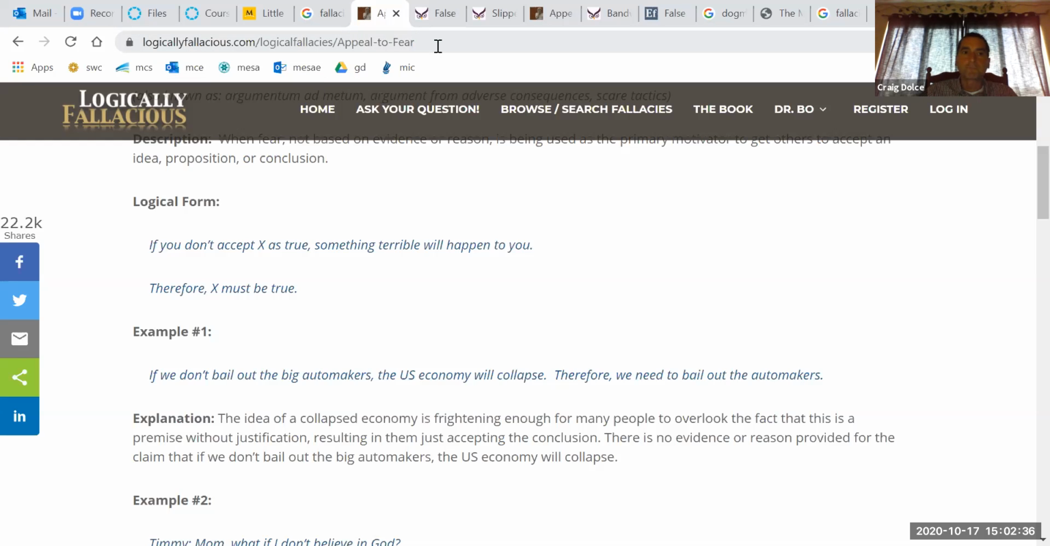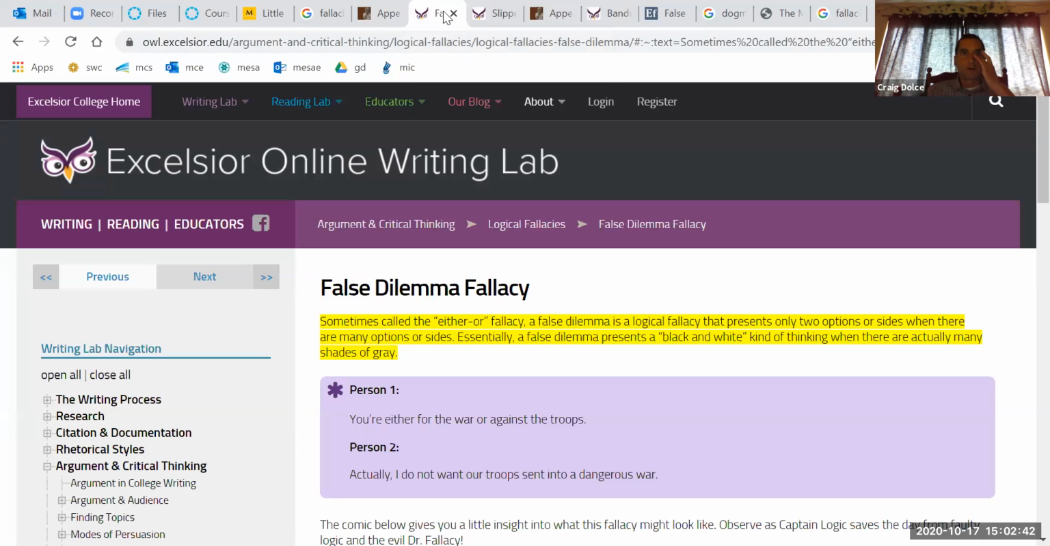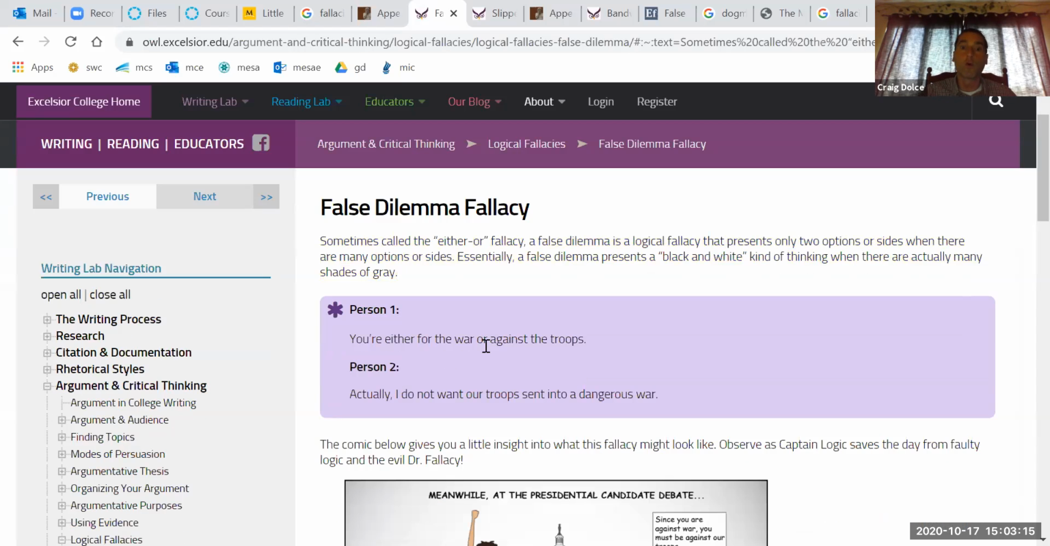Okay, next one, right? Either or. So it's either one or the other, but they only give you two choices. That's why this is called the false dilemma fallacy. Instead of presenting all of the options, they only present two, and one of them stinks. So they try to scare you into choosing the second option because the possibility of the other one is scary in some ways. So a lot of times either or is kind of a combination, right? By presenting that false dilemma, a lot of times there's also scare tactics as well. You're either for the war or against the troops.